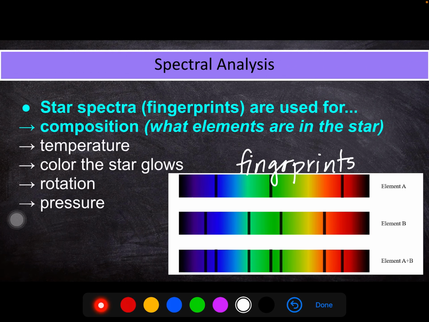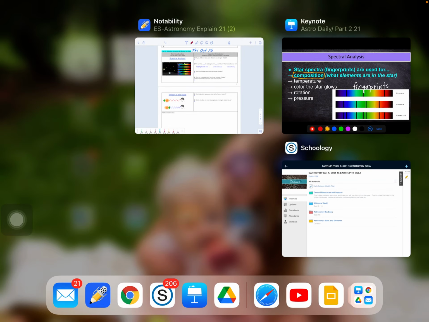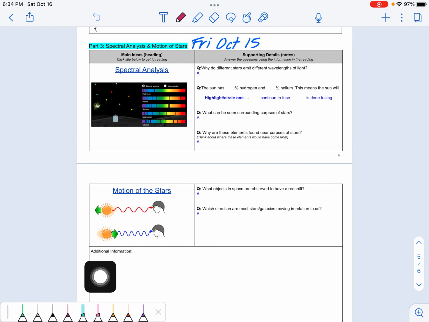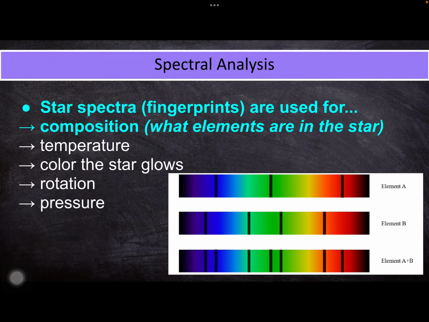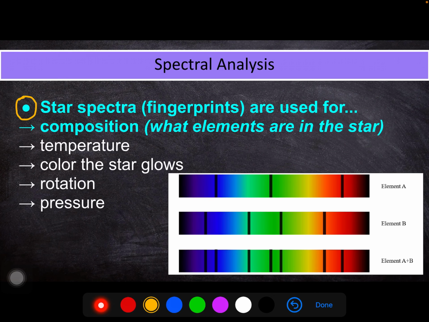So thinking about these fingerprints, we know that they're used for element composition. Oh, I forgot to mention, these are our first couple bullet points going onto our additional information. So you should have on your Notability pulled up part 3, looking at your additional information. I'll give you a second to do that. So you've got your additional information pulled up, and your first bullet point here is this one.